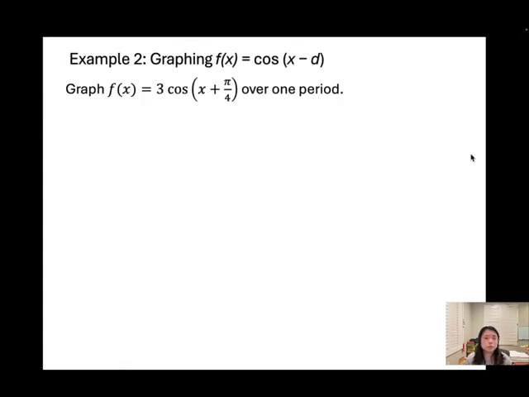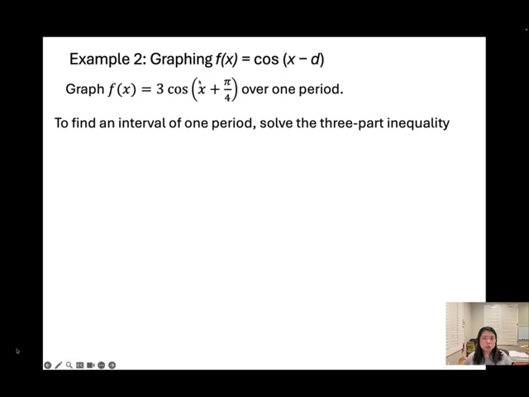Okay, example 2. This time my f of x will be equal to 3 cosine of x plus pi over 4. You're going to see x plus pi over 4 is supposed to be shifted to the left, pi over 4 unit. And the amplitude here will be equal to 3 units. First, we're going to write down the argument in between 0 and 2 pi. I want you guys to try solving the 3-part inequality.